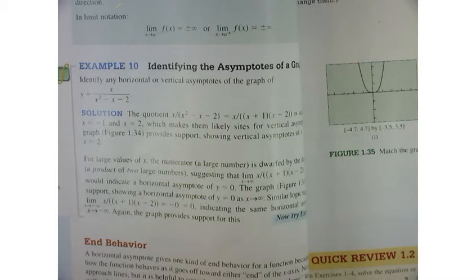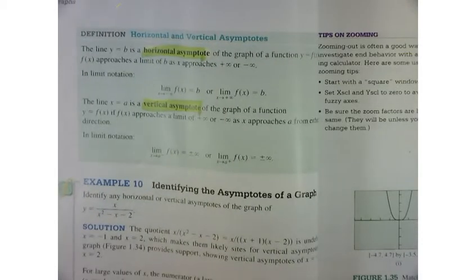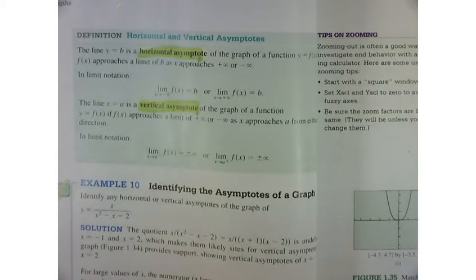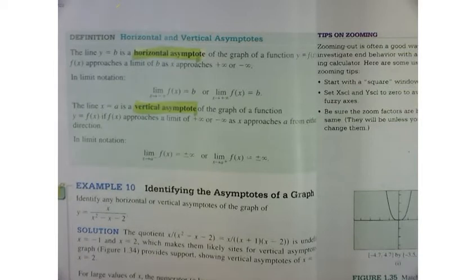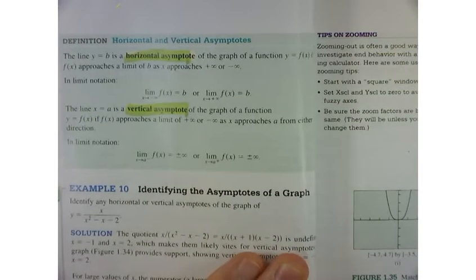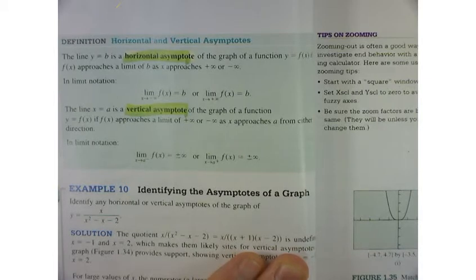Identify any horizontal or vertical asymptotes. When do those occur? Well, let's look and see what the book says. It says y equals b is the horizontal asymptote of the graph of a function y equals f of x as x approaches the limit of b as x approaches either positive or negative infinity. So we talked about that the other day.